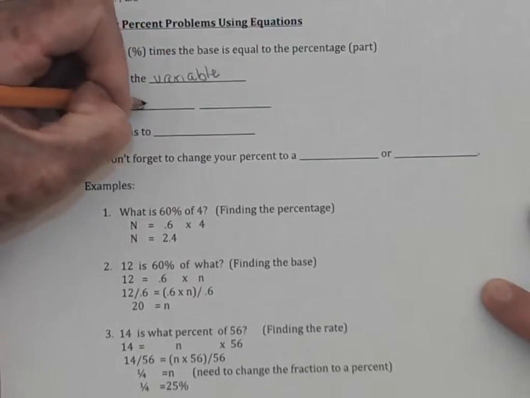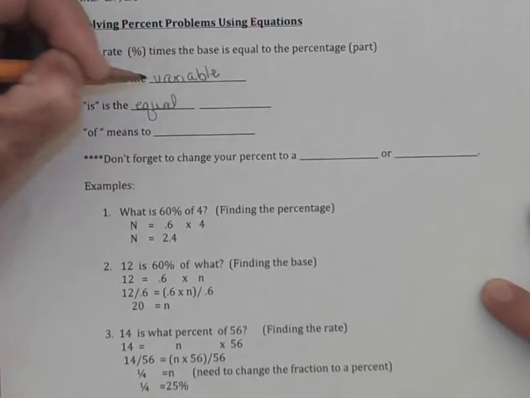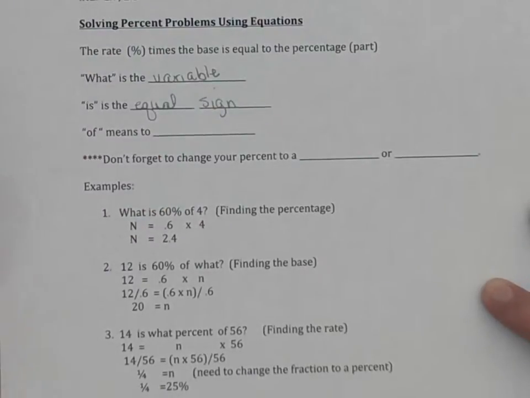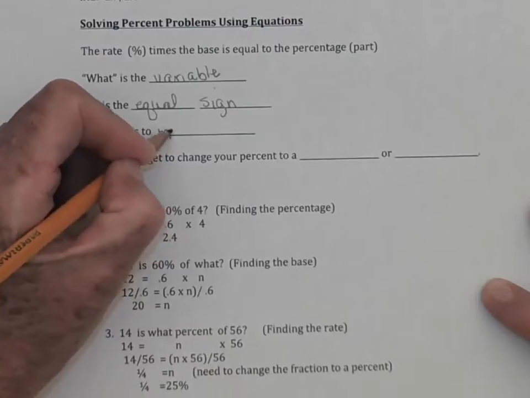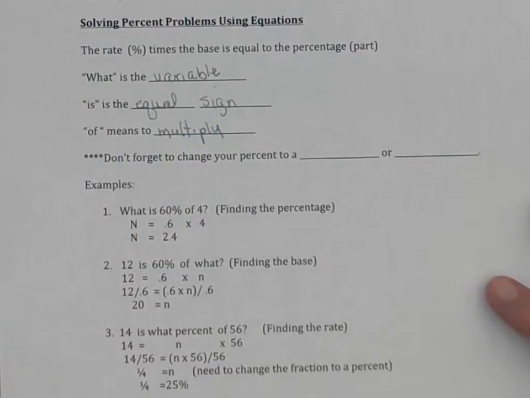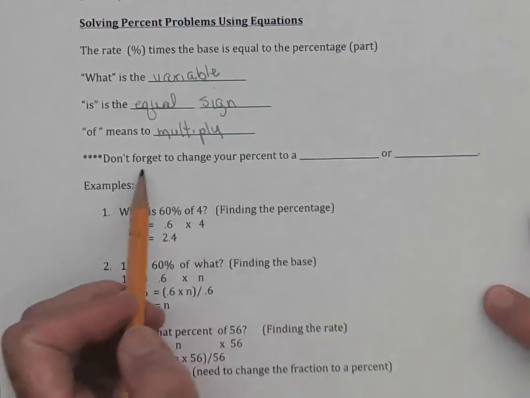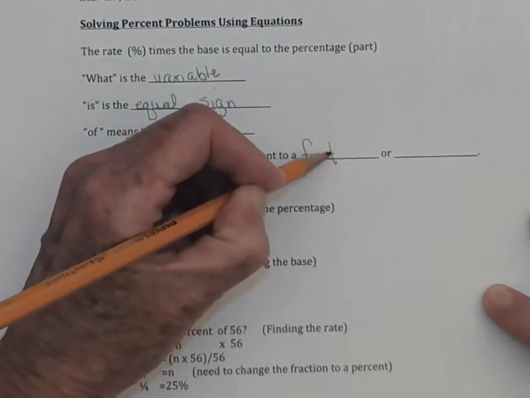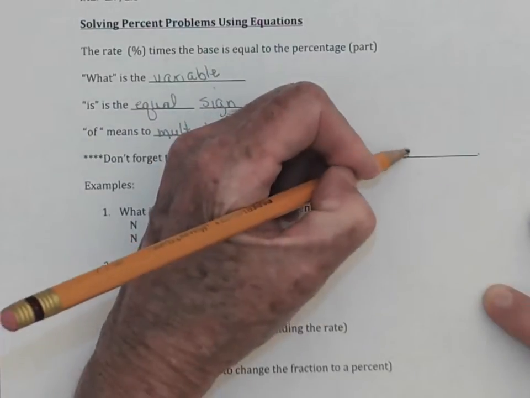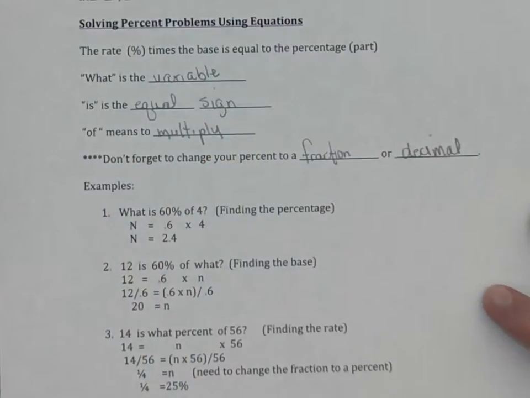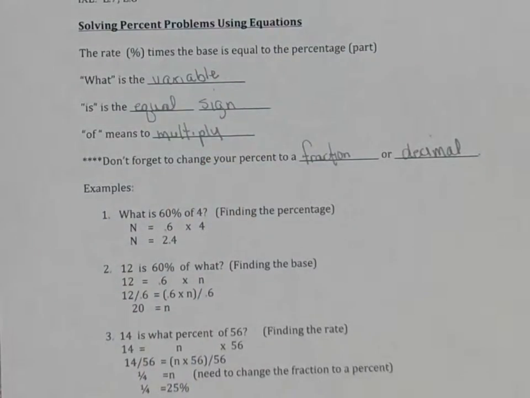Is is the equal sign. And then of means to multiply. What you have to remember with equations is you have to change your percent to a fraction or a decimal. When you do proportions, as soon as you put it over 100, you've done that already. So that's why you don't have to do it with proportions, all right? But with equations, you got to remember to do that.